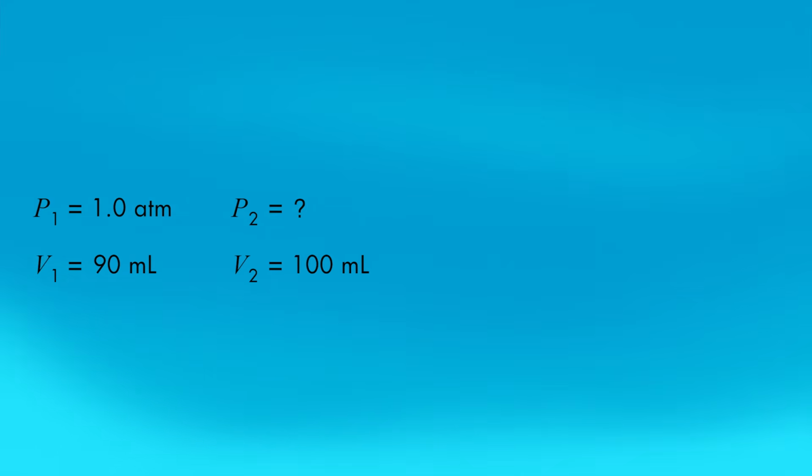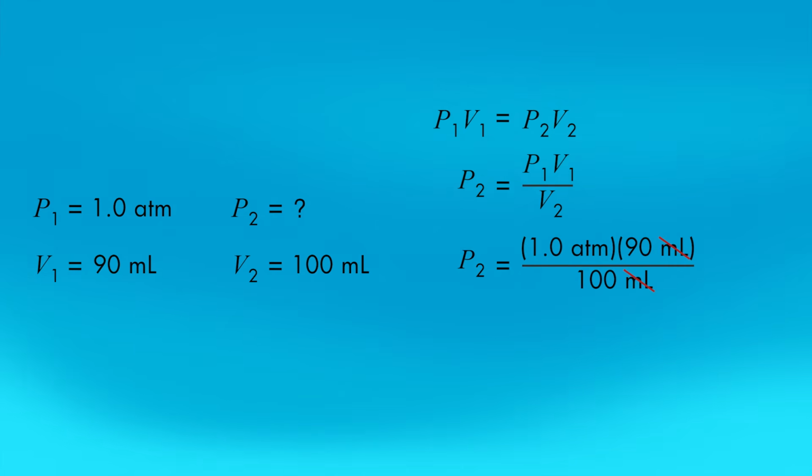We begin with a pressure of 1 atmosphere and a volume of 90 milliliters. What would the new pressure be if the volume changed to 100 milliliters? If we start with the equation for Boyle's law and rearrange the variables to solve for P2, we see that the new pressure is 0.9 atmospheres, which is consistent with the reading on the manometer.